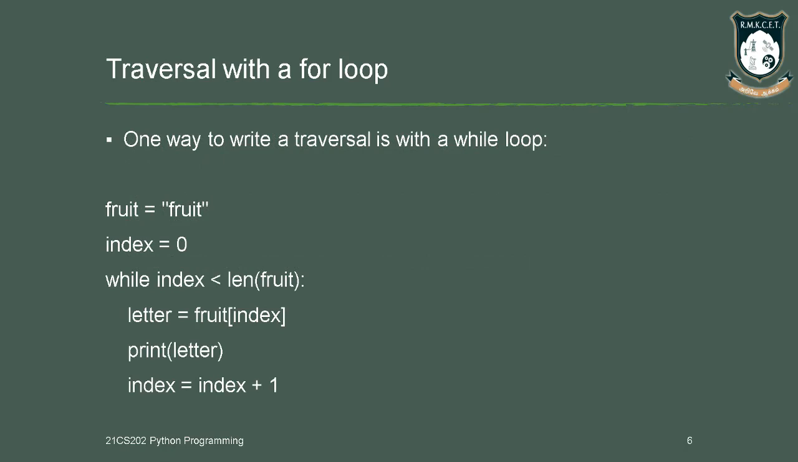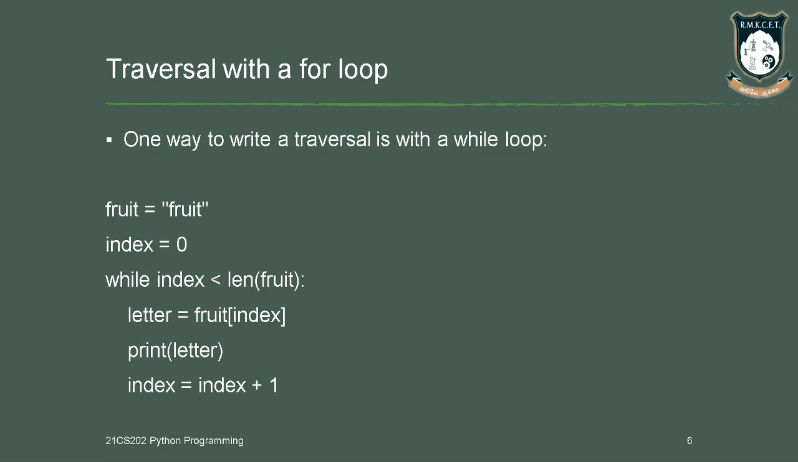One way of doing the traversal is by using the while loop. Here we have a program, and by using this program we will illustrate that traversal. We have taken a string with the name fruit, and we are initializing the index number to be 0. Then we are checking whether the index is less than the length of fruit. The length function will return the number of characters available in that particular string.